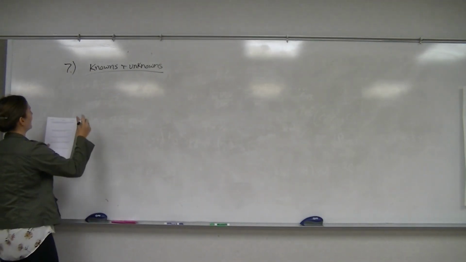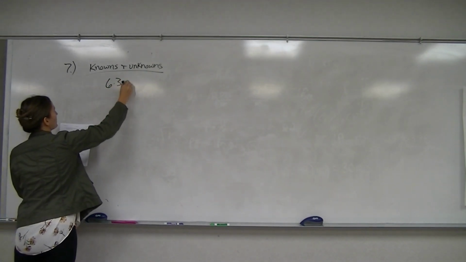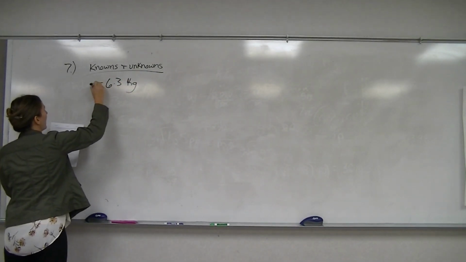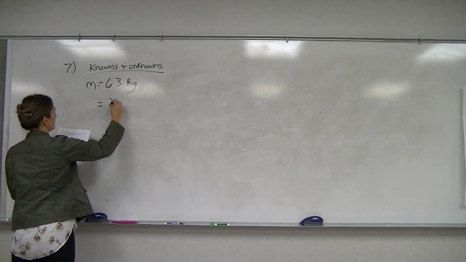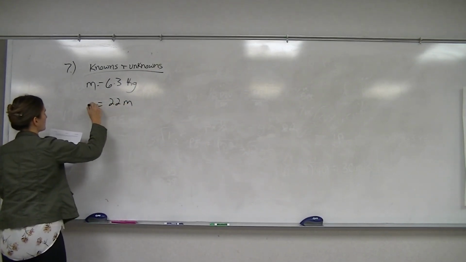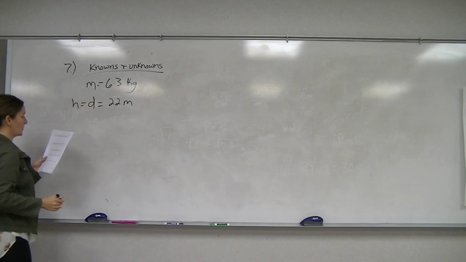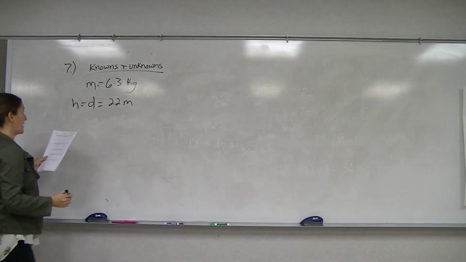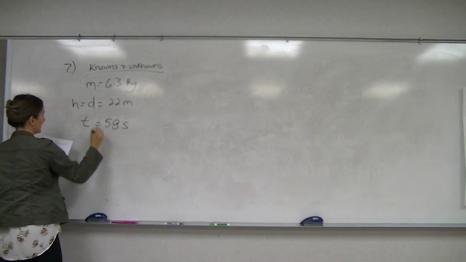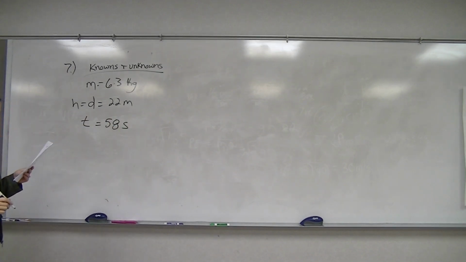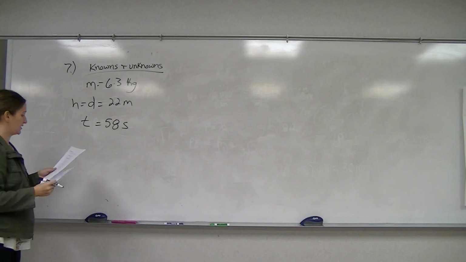We have a bucket that is 6.3 kilograms, so that is a mass. We have the treehouse, which is 22 meters high, so that could be distance or height, either of those variables. And then we have 58 seconds, which is going to be t, a time. What power is needed to do this?